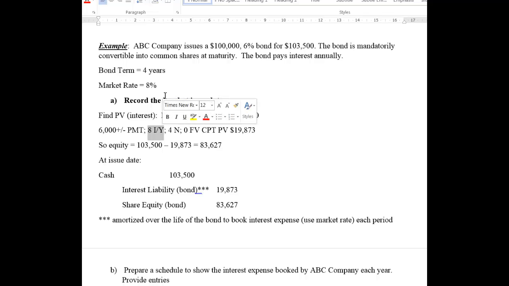So now to present value that, we have a $6,000 PMT. We know that our market rate is 8%. The term of the bond is 4 years. And don't forget, our future value is 0 because we don't pay out the face value of the bond at maturity. So if we did a compute PV, we'd have $19,873. Using the incremental method to squeeze out the equity piece, we take the amount that we paid for the bond, less the value of the liability piece, and that gives us the value of the equity piece.